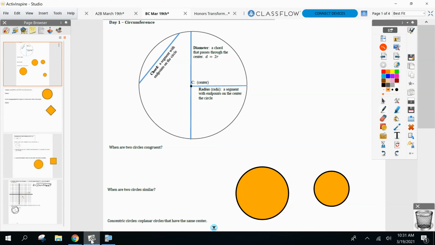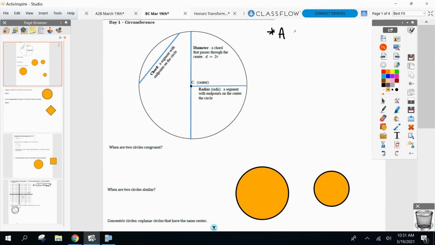How do I name a circle? That's what I've got to talk about first. Because when we've done polygons this year, you just go by the vertices, right? Whatever the vertices are. Problem: a circle has no vertices, so how do I name it? Pretty easy. You name it by its center point.